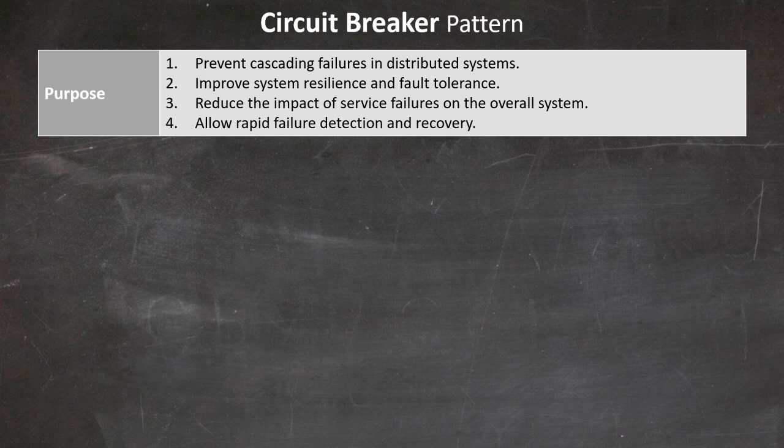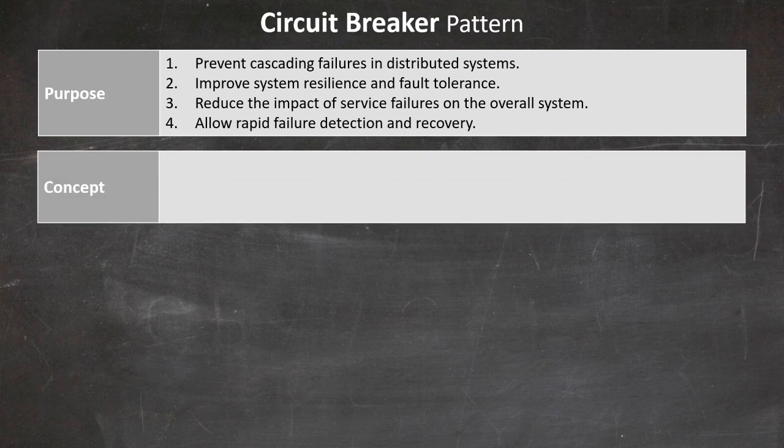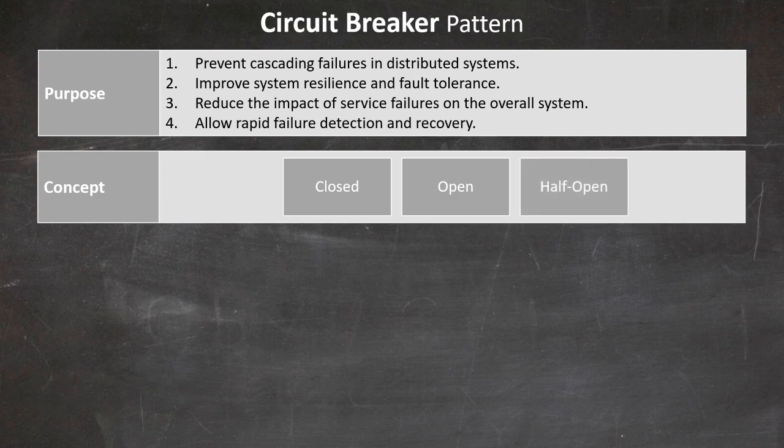But how does this pattern work? This pattern operates like an electrical circuit breaker, monitoring the flow of requests between services. But instead of being a two-state circuit breaker, it has three states. Closed, which is the normal operation, where requests pass through. Open, when a failure is detected, and requests are immediately rejected. And half open, when we test if the service has recovered from a previous failure.